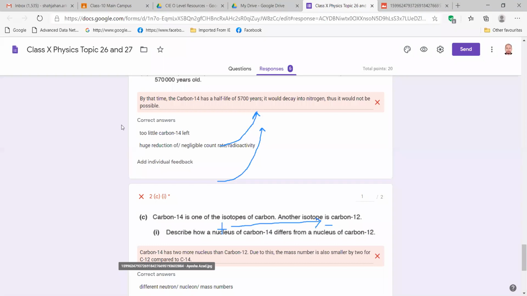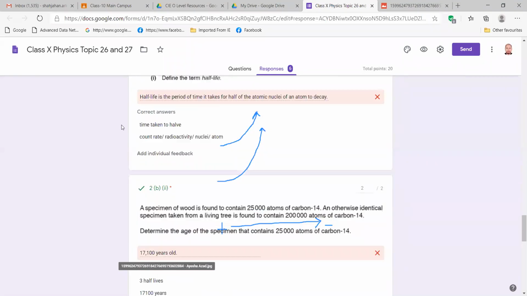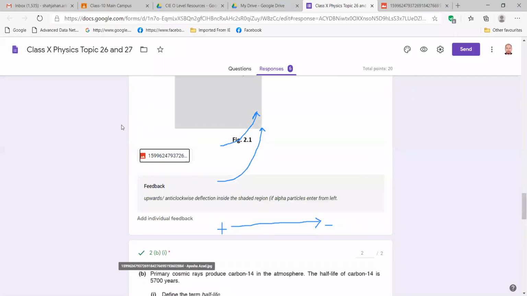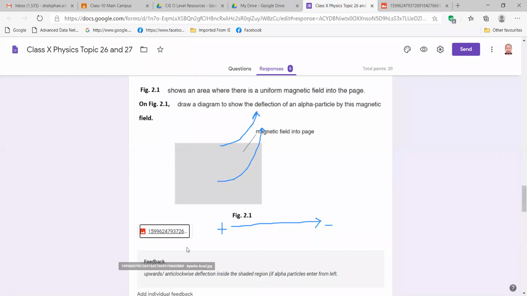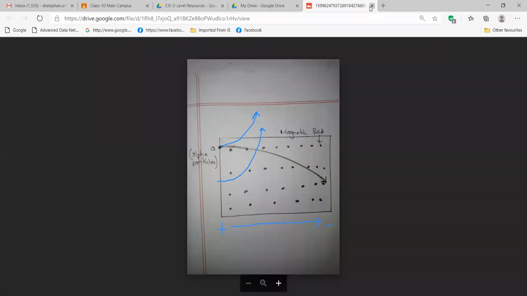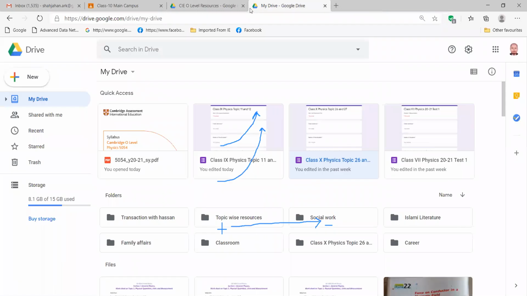Mostly the problem is with the diagram. Actually, I expected you to do it correctly. Otherwise, you could get more marks easily. So done. Now we can go to our topic 22, the one we were doing before. We can go there directly.